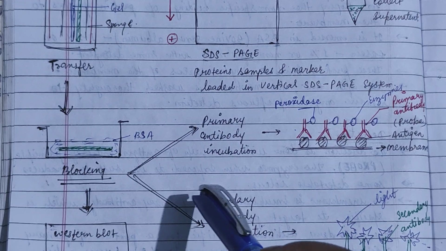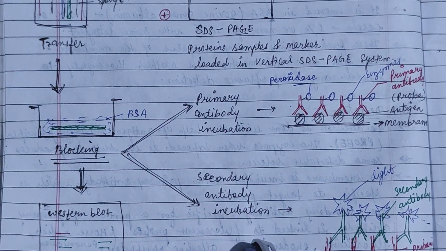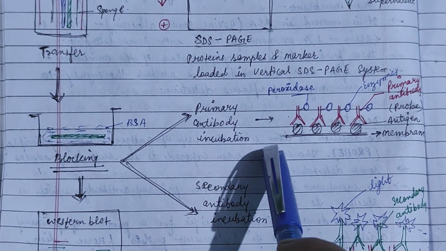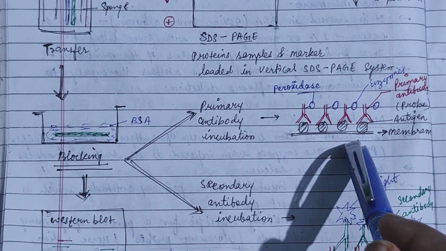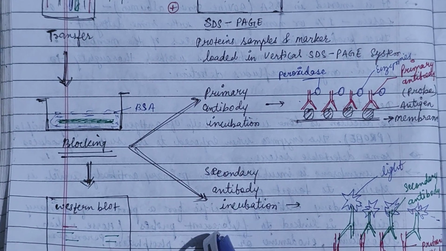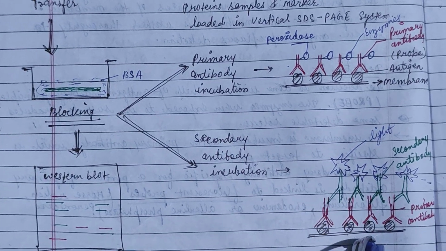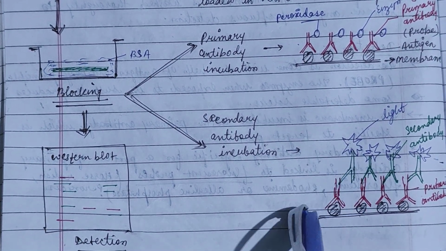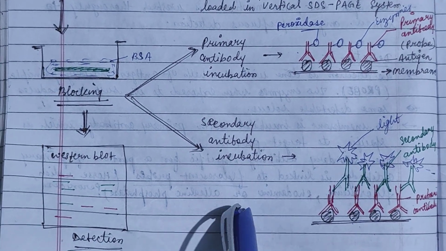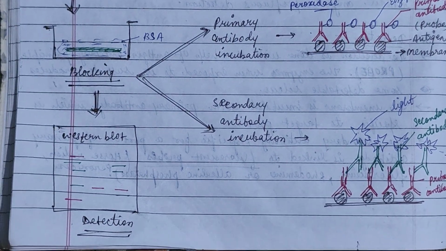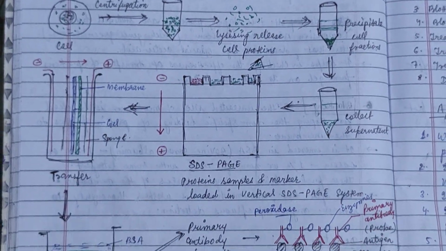Blocking is followed by two types of incubation: first the primary antibody incubation, then the secondary antibody incubation. In primary antibody incubation, the primary antibody is attached to the target antigen on the membrane. In secondary antibody incubation, the secondary antibody is attached to a specific part of the primary antibody. When it is attached, light is emitted, and this light is detected in the Western blot detection. This is a figure of the Western blotting process.